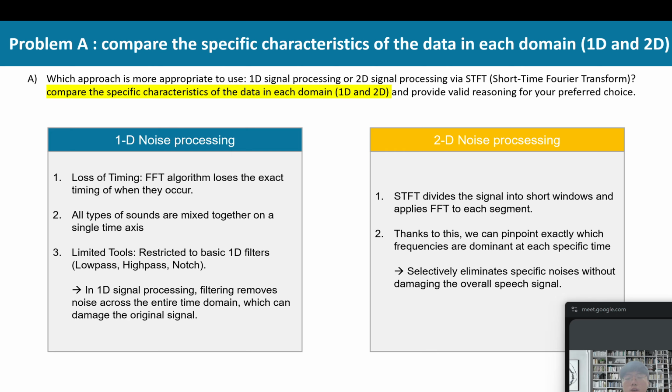However, in two-dimensional processing, thanks to the short-time Fourier transform, we can divide the signal into short windows and apply the FFT to each segment. As a result, we can pinpoint exactly which frequencies are dominant at each specific time. That means we can selectively eliminate specific noises without damaging the overall speech signal.